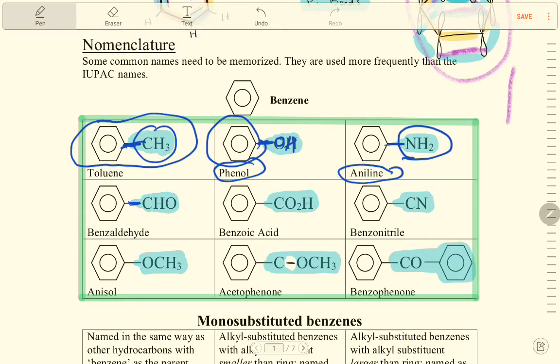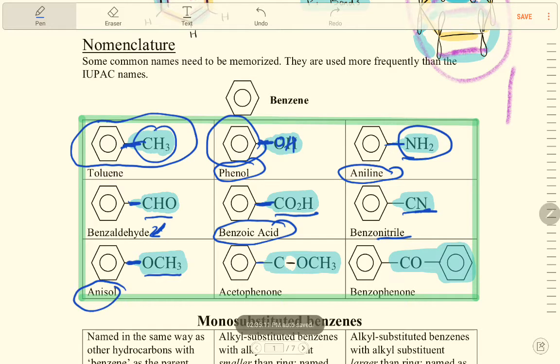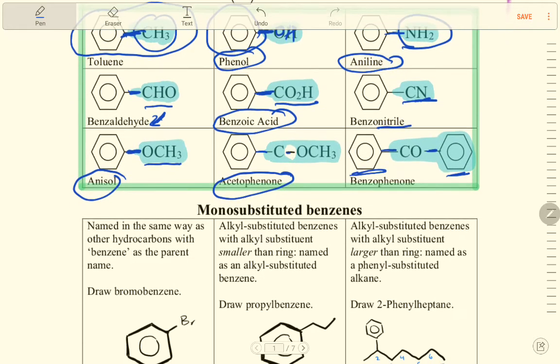The benzene ring with the CHO is benzaldehyde. A COOH group on a benzene ring is called benzoic acid. CN, benzonitrile. OCH3 attached to benzene, anisole. COCH3, acetophenone. CO with a benzene ring surrounding it, so benzophenone. So those are commonly used.